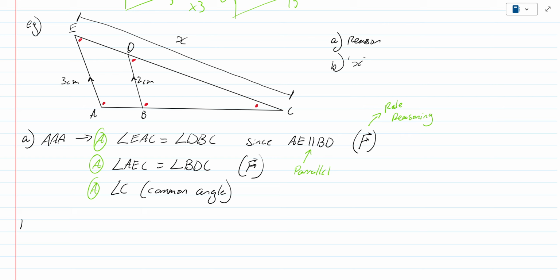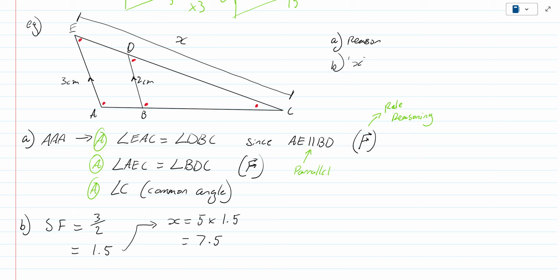For part B, we need to find the value of X. So we're going to start by looking for the scale factor. In this case, the scale factor is going to be equal to 3 over 2. So dividing our smaller side into our bigger side, we get a scale factor of 1.5. To find X, we are going to multiply 5 by 1.5, and that's going to equal 7.5.